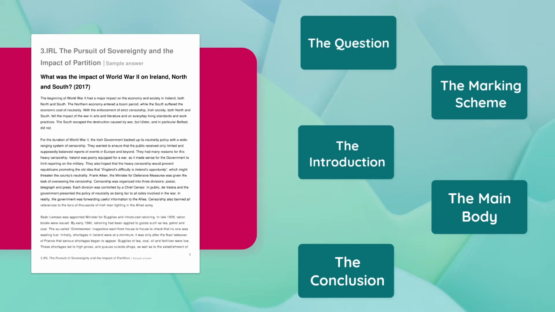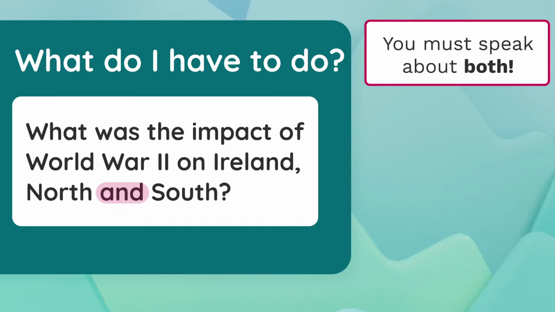Always look out for that little word AND. It tells you straight away that there are at least two parts to the question. So in this instance, you must speak about both North and South. You probably know at this stage that sometimes you're given the choice of "and" or "or" in all sorts of essays. But here you must speak about both. So make sure of that.